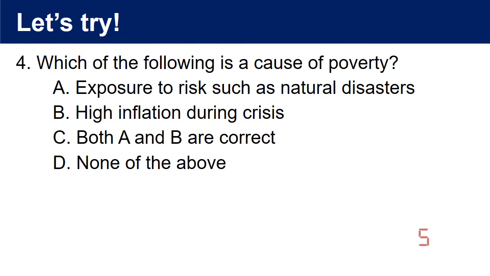4. Which of the following is a cause of poverty? A. Exposure to risks such as natural disasters. B. High inflation during crisis. C. Both A and B are correct. D. None of the above. The answer is C. Both A and B are correct.